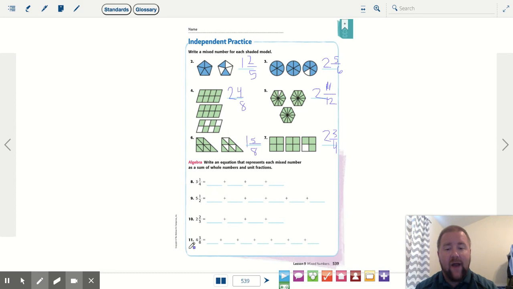All right, on the bottom here, it's a little bit more challenging, a little bit less of a picture and more of understanding the idea here. So it says write an equation that represents each mixed number as a sum of whole numbers and unit fractions. Okay, so when we're looking at whole numbers, 3 means we have a whole, and a whole, 3 wholes. And then we have our unit fraction, which is just 1 of the fourths, 1/4. All right, so for this one, 5 is 1, 2, 3, 4, 5, and then our unit fraction is the half here.